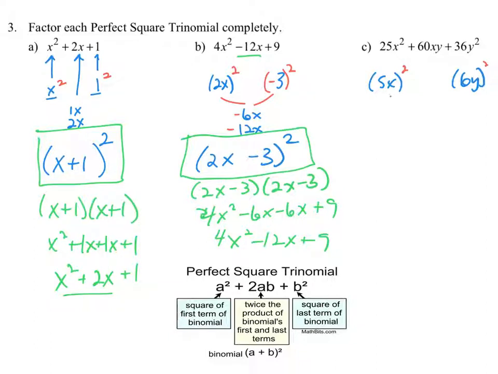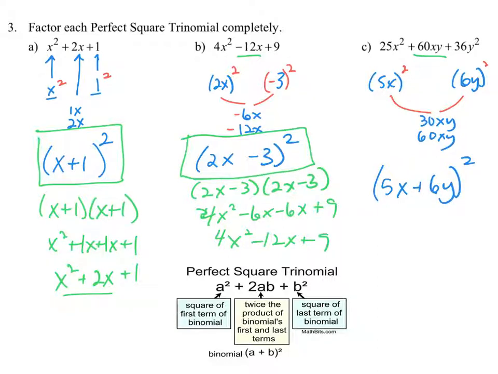Now if we multiply 5x and 6y together, we get 30xy, and if we double that, you get 60xy, which is the middle term. So this is a perfect square trinomial, and it can be written in factored form as 5x plus 6y all to the second power.